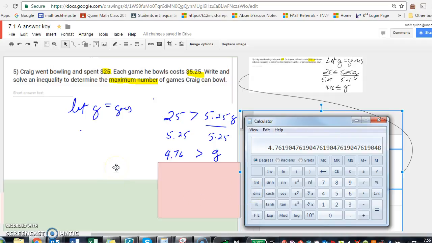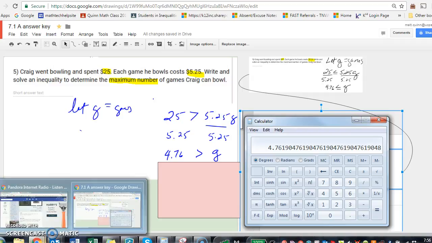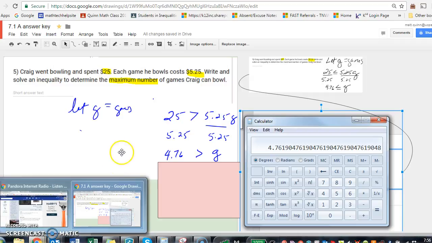All right, guys, I hope this has been helpful. I hope you use this in your notes. I hope you write this stuff down and put it in your own personal little cheat sheet.